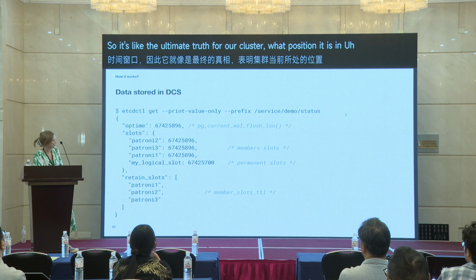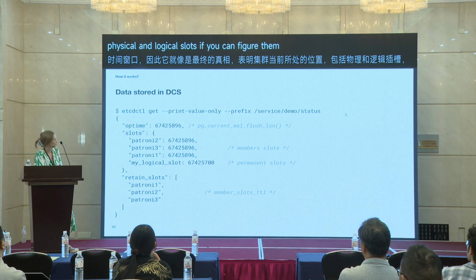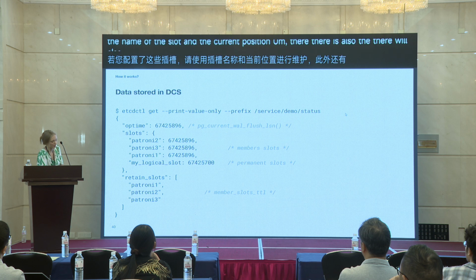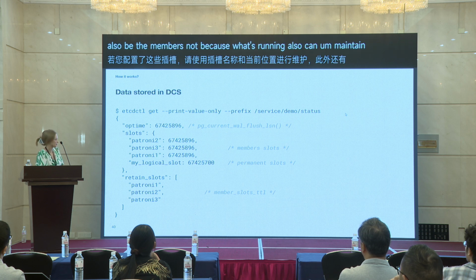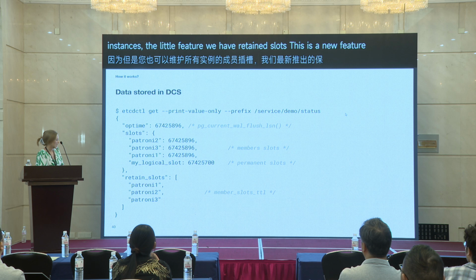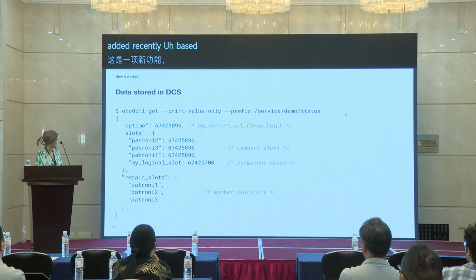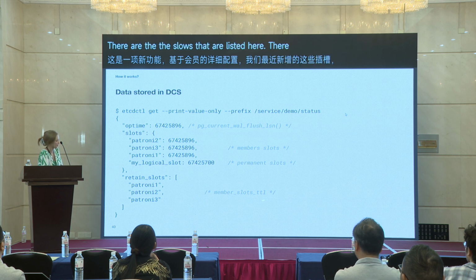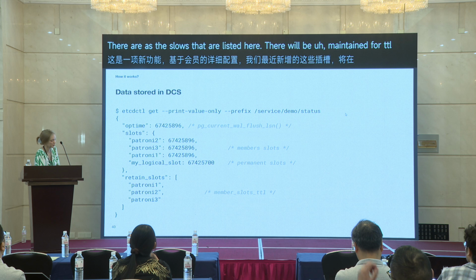Slots, both physical and logical slots, if you configure them for Patroni to maintain, with the name of the slot and the current position. There will also be the member slots, because Patroni also maintains the member slots of all the instances. And the latest feature we have, retain slots. This is a new feature that we added recently. Based on the member slots TTL configuration, there are the slots that are listed here. They will be maintained for TTL seconds after the member disappears from the DCS.